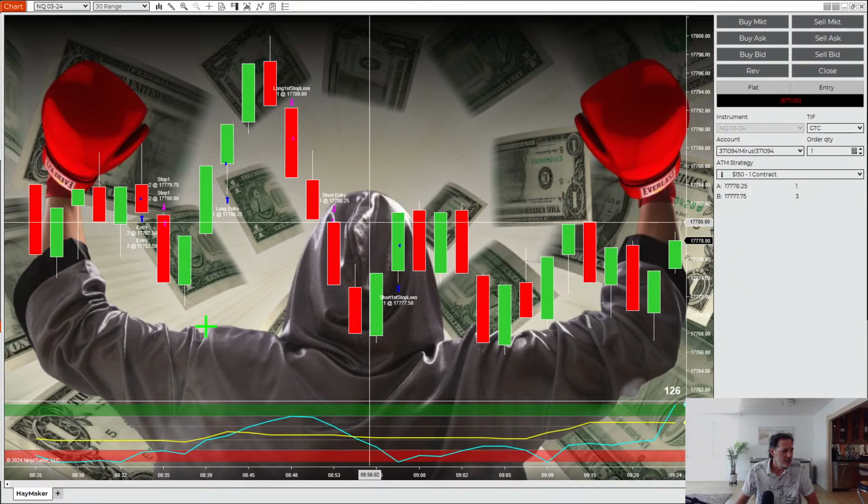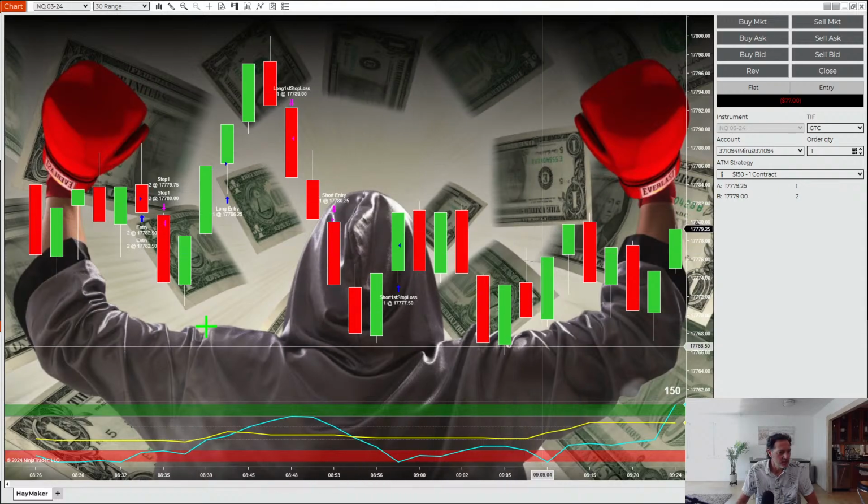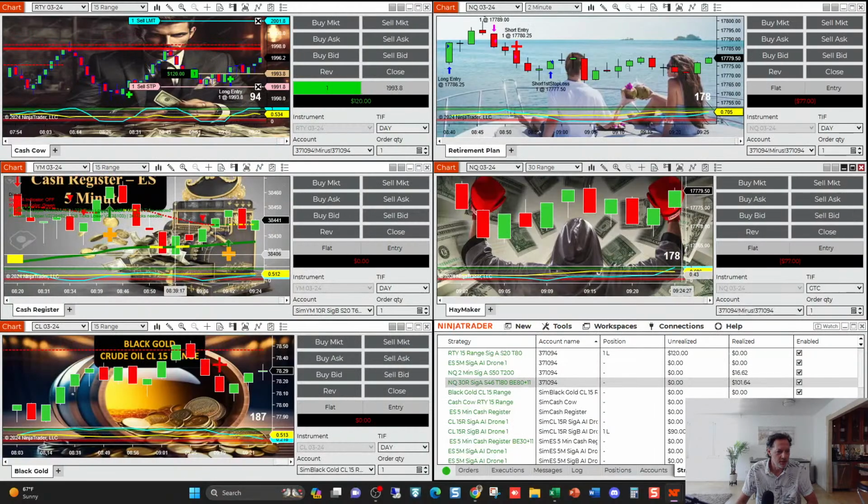Yeah, so this chart right here is the NQ30 range, and I made a little change last night in the software. I'll maybe show that here. I made it so that if we're running the 50 EMA, we only take trades with the 50. I saw that yesterday when I accidentally had only long trades on.